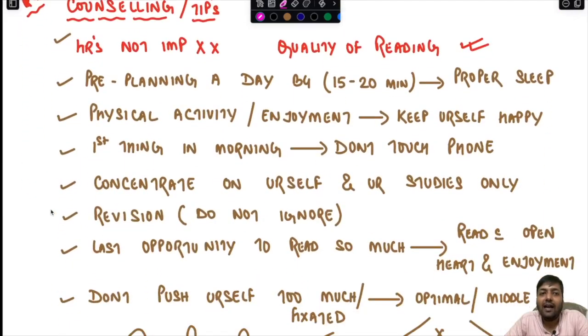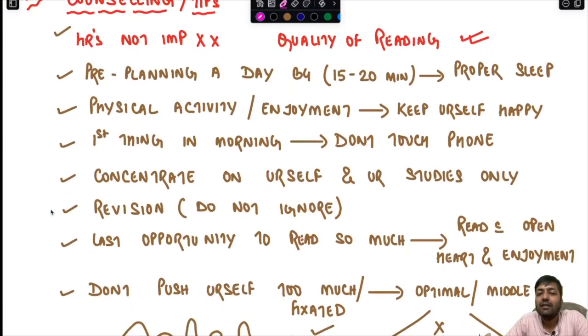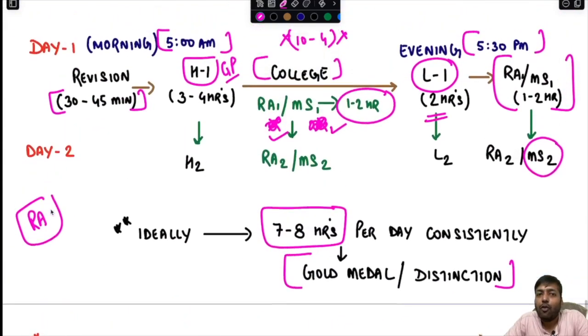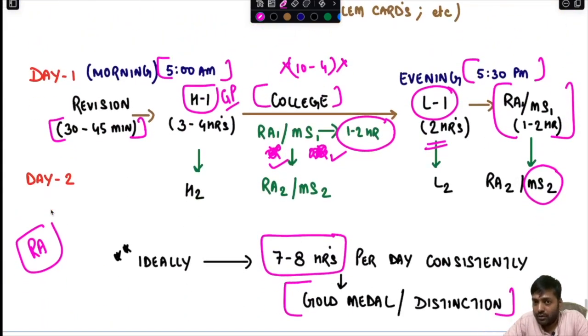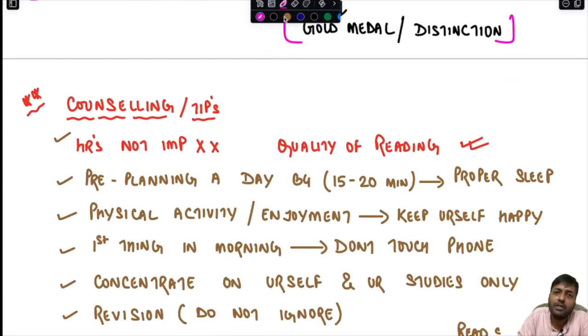And last but not the least, the counseling and the tips. Remember, the number of hours of reading is not important, rather it is the quality of reading that matters. Number one, very important thing for your day to become successful. For your day to become successful, the most important thing is pre-planning a day before. 15 to 20 minutes of pre-planning a day before you go to sleep is very important. Now, what is this pre-planning?